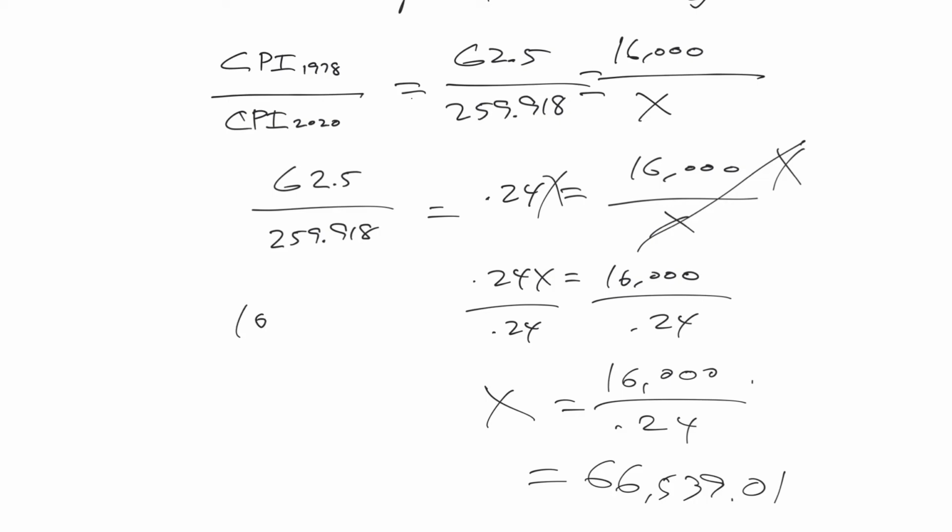If you take the 16,000 and re-enter the 0.24 from scratch, you're going to get a little different number. That would actually be called a rounding error. 16,000 divided by 0.24, in that case, you'd get 66,666.67. What that tells us is you'd have to make over 66,000 today to have the same purchasing power as 16,000 had in 1978.